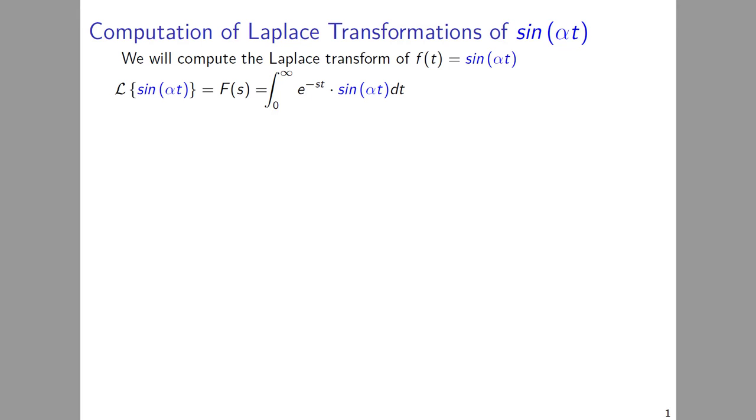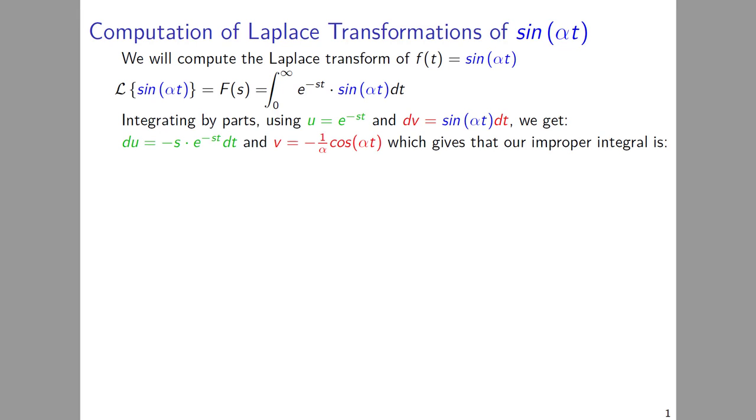For this integral, we are going to need to integrate by parts, using u equals e to the negative st and dv equals sine of alpha t dt. Using these, we get that du is the derivative of e to the negative st, which is negative s times e to the negative st dt. And v is the integral of sine of alpha t dt, which is negative 1 over alpha cosine of alpha t.